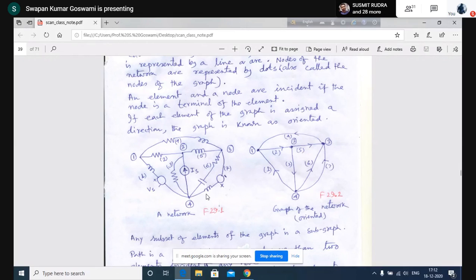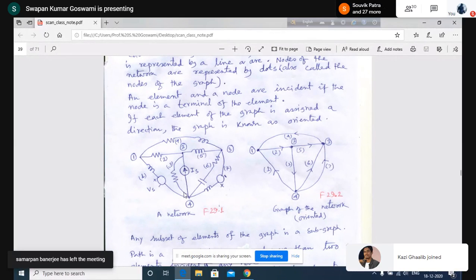To make things simple, let us write the branch to branch admittance matrix as, say, y11 for element 1, whatever may be the value. Let me write y11 simply, the small y11 representing the self-admittance of the branch. For element 2, it is basically a resistance. One upon that resistance will be the conductance, or in general terms, the admittance. So say this is y22. This one is, say, y33.